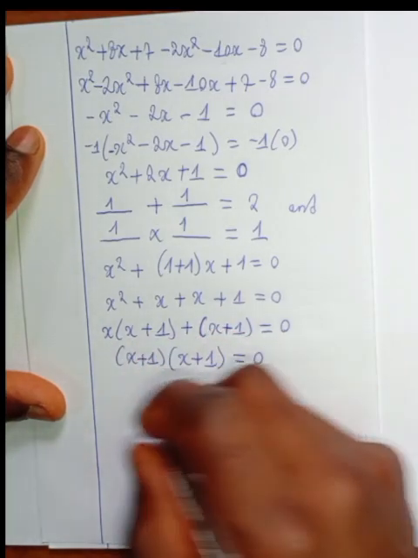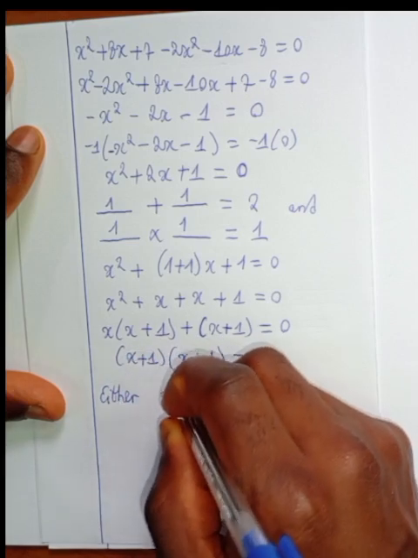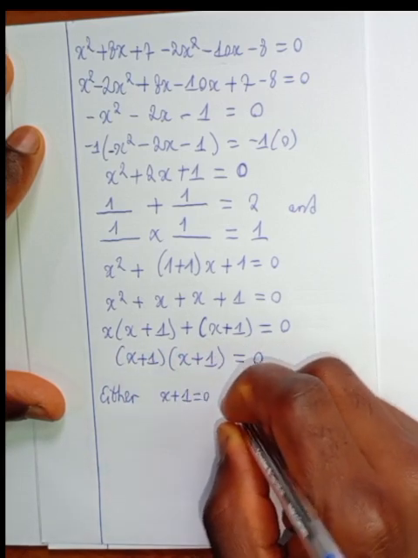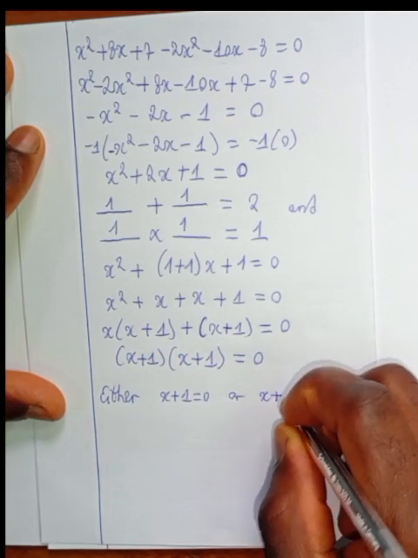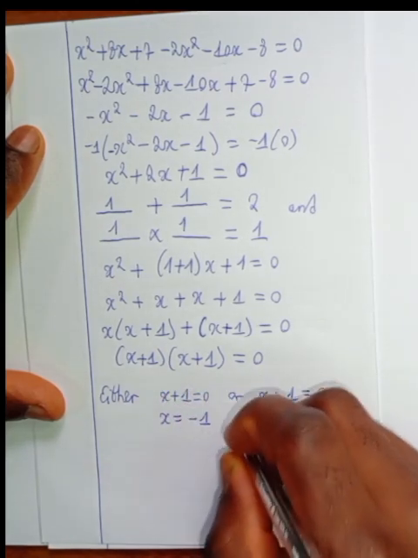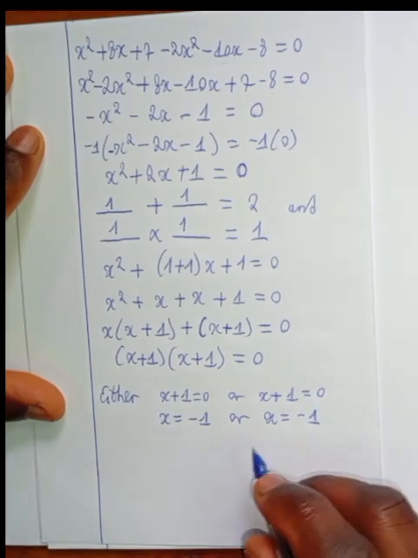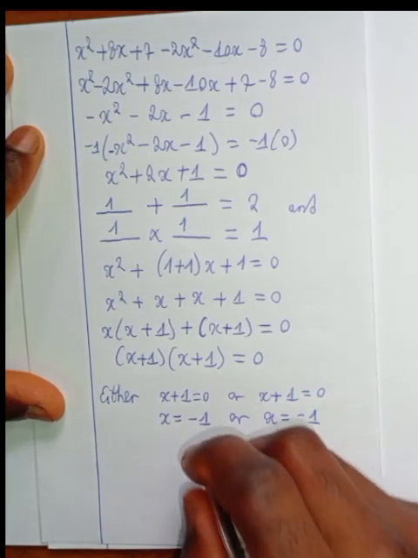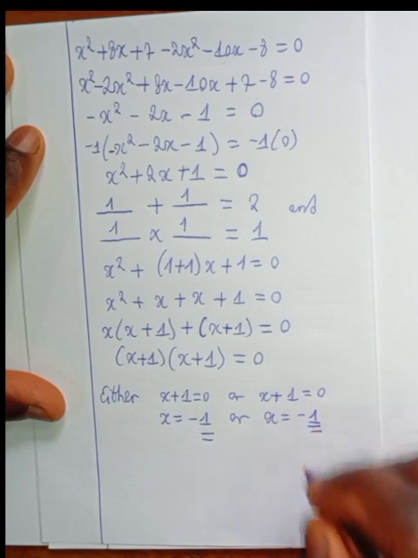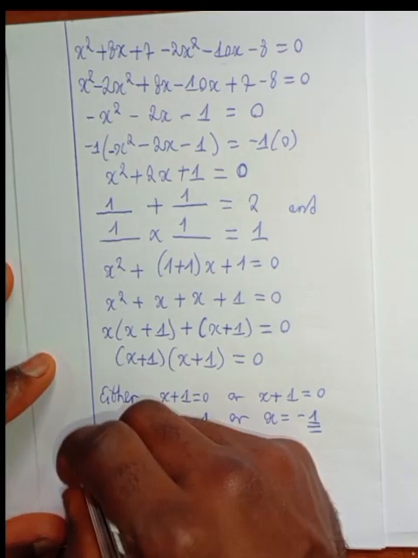At this level, we are going to say either x plus 1 is equal to 0 or x plus 1 is equal to 0. Here we are going to obtain x equal to -1 or x equal to -1. In this case, we see the quadratic equation has repeated roots. You can see the solutions are the same, -1, -1, which is true. We move to question F.